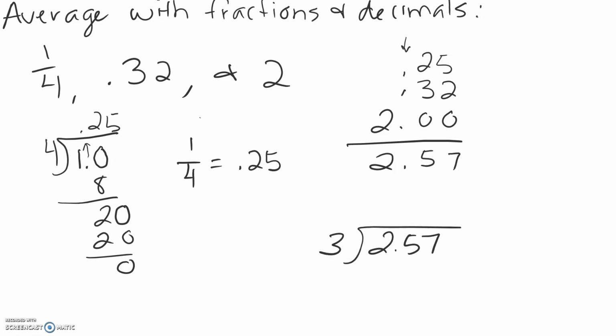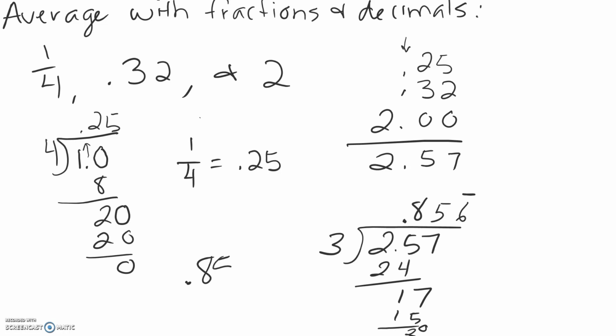2.57 divided by 3. 3 goes into 2, it doesn't. Goes into 25 8 times. Goes into 17 5 times. And I get a 2. 3 goes into 20 6 times, and then this would be repeating. It would just keep going and going and going. So I'm going to bring my decimal straight up. My answer becomes the average of these three is 0.856 repeating.